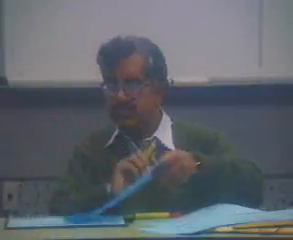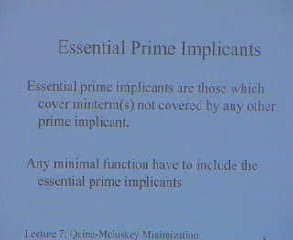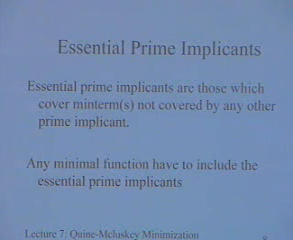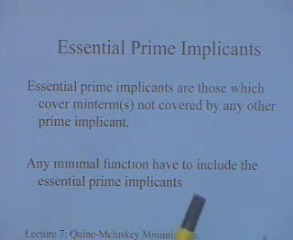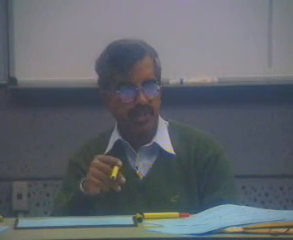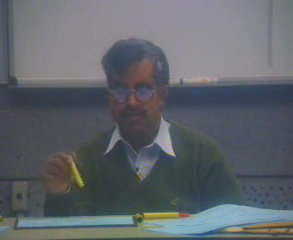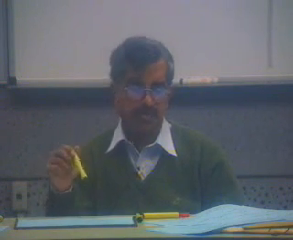So let's define what essential prime implicants are. This is a formal definition. Essential prime implicants are those which cover minterms not covered by any other prime implicant. Any minimal function has to include the essential prime implicants. The reason is very clear. We cannot include the minterms themselves, because prime implicants are cheaper than minterms, and essential prime implicants are required for covering those minterms which are covered only by that essential prime implicant. So I have to have essential prime implicants in my solution.